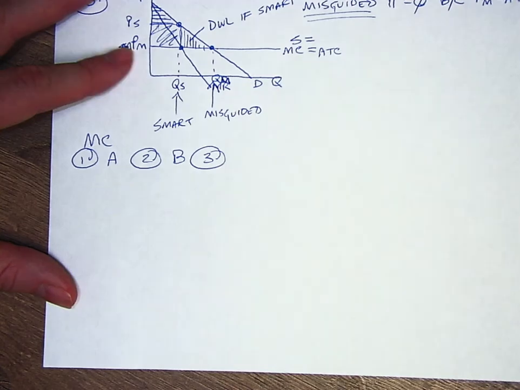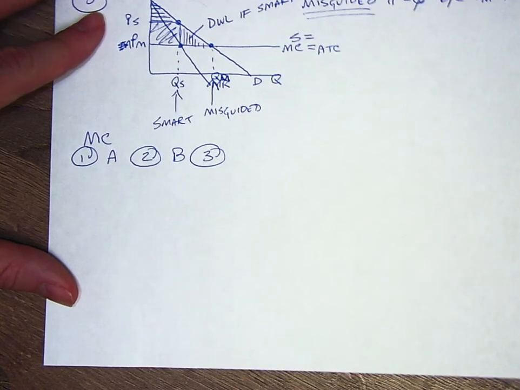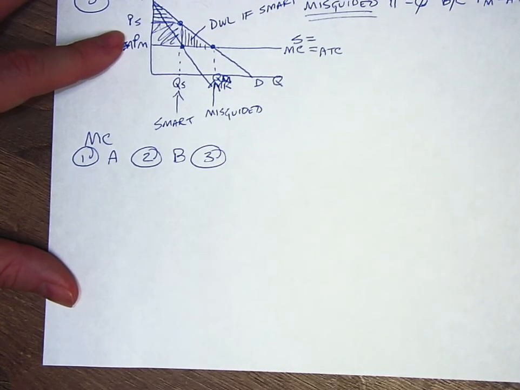Number 3. Which of the following government actions is the most common for a natural monopoly? It's going to be regulating. So that is C.